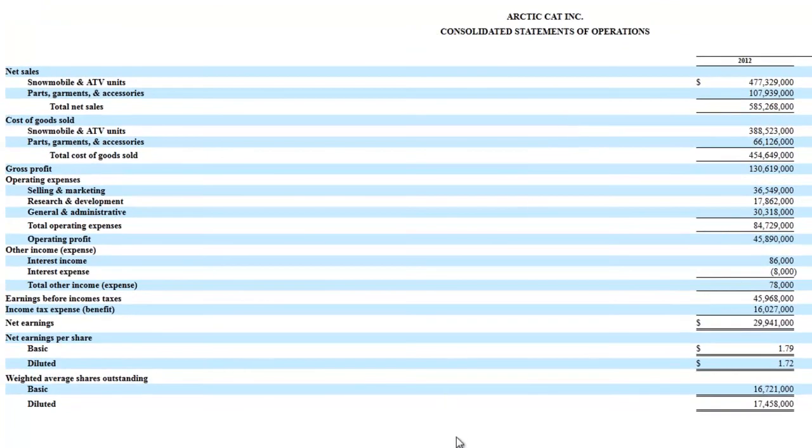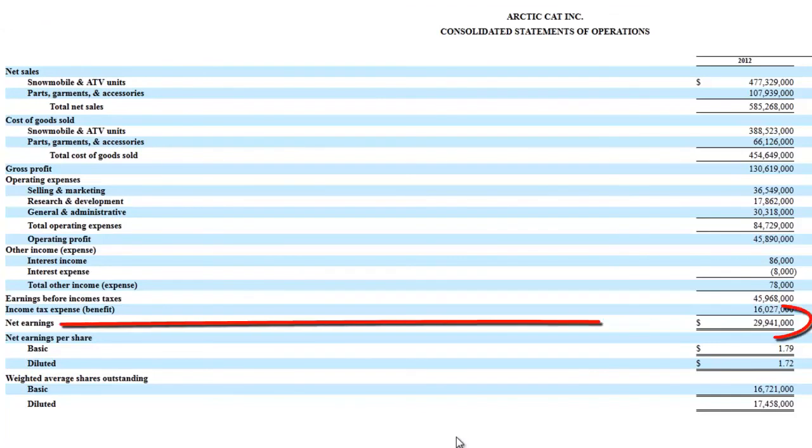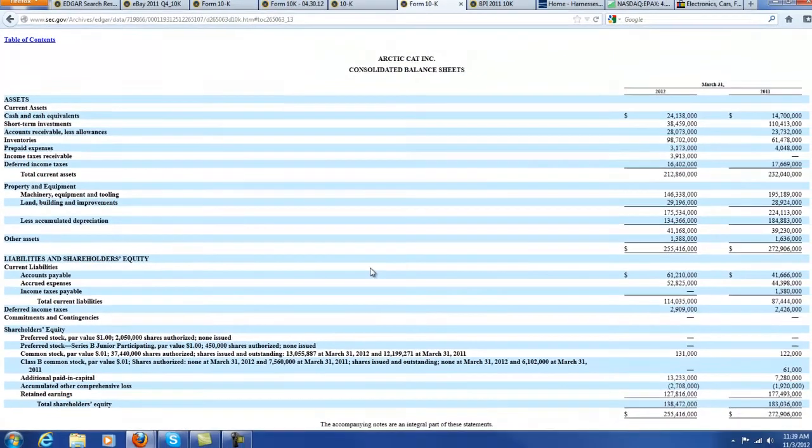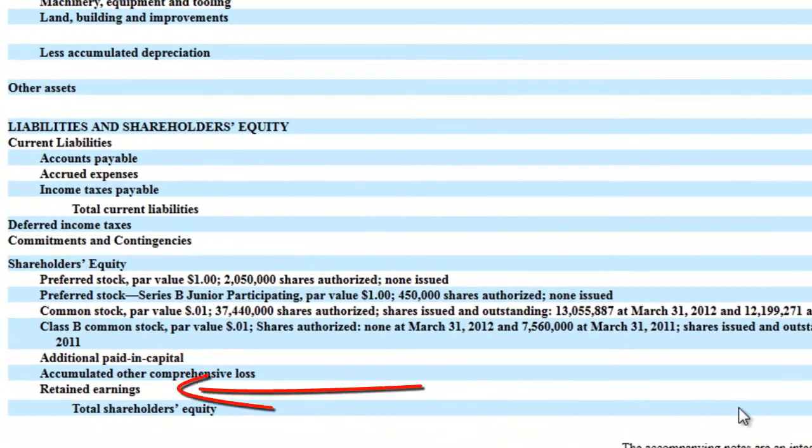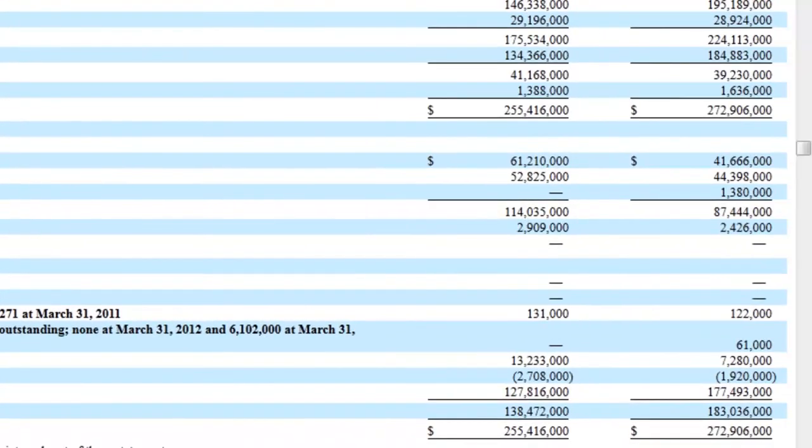Okay, this is again the income statement for Arctic-Cat, and on the bottom you see that net income for 2012 was 29.9 million. And I know that Arctic-Cat does not pay any dividends, which means that all of these earnings were retained. So let's see if the retained earnings on the balance sheet increased by this amount. Okay, so this is the balance sheet. And as you can see, retained earnings did not increase. Actually, retained earnings decreased from 177.5 million to 127.8 million, even though net income or profits were retained by the company. Well, how is that possible?